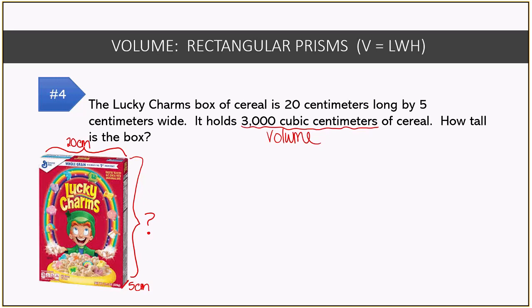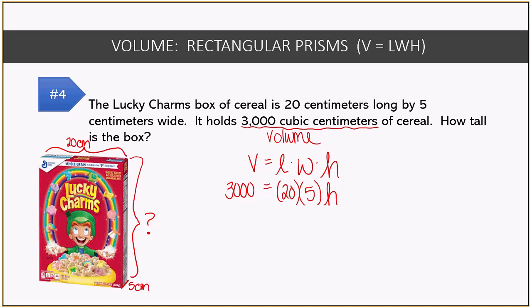We're still going to use the same formula. Volume equals length times width times height. And I'm actually going to write it out here so you can see where I'm plugging in some of these numbers. Again, there's my use of the cursive L. So volume here, 3,000. So we're going to plug 3,000 in for the volume. The length, we're told it was 20 centimeters long. So we're going to put 20 in for L. We're told that it's 5 centimeters wide, and the height is what we don't know. We don't know the height, so we're going to put an H there. And now we're going to solve this equation.